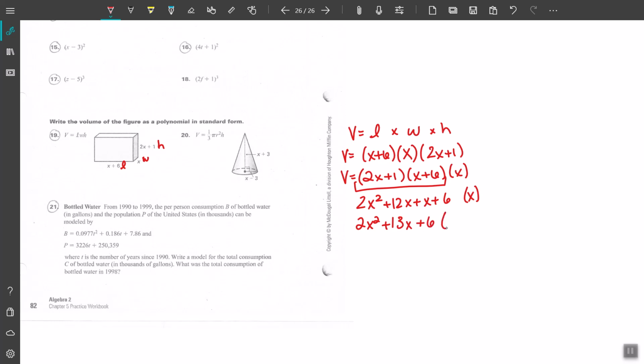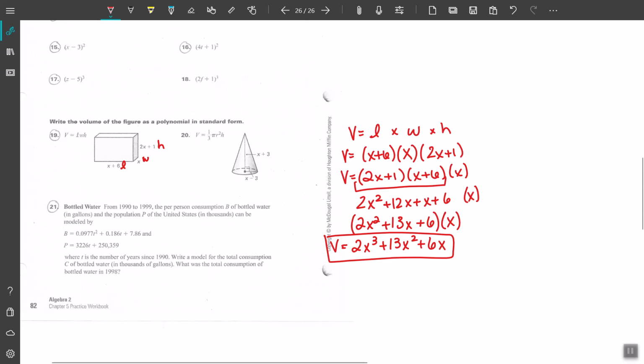All right, and all of this is going to be multiplied by this x. That was the width. So now that's just a monomial. I'm just going to distribute that to each term. And so this ends up being in standard form. We know it's in standard form because the exponents are going down in decreasing order. This is the volume of the figure written as a polynomial in standard form.